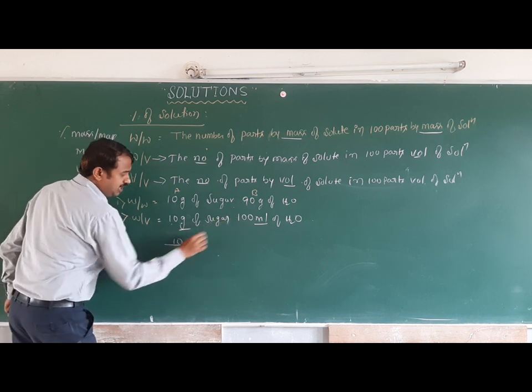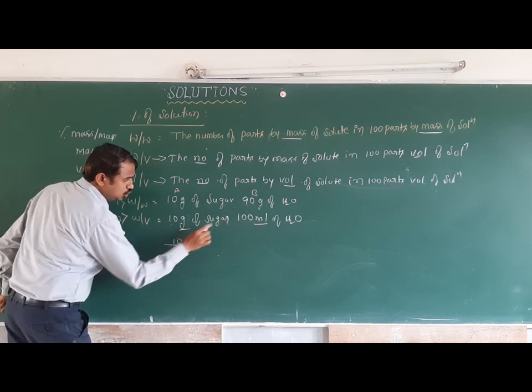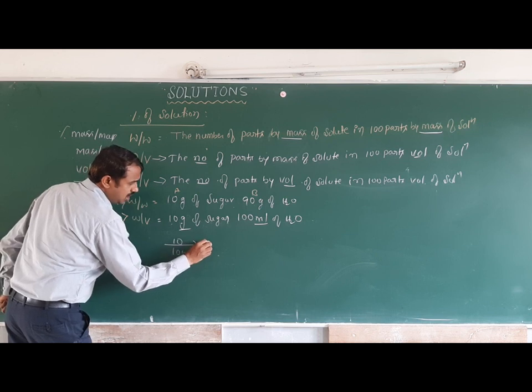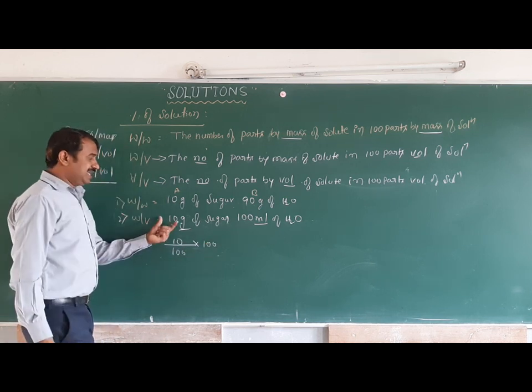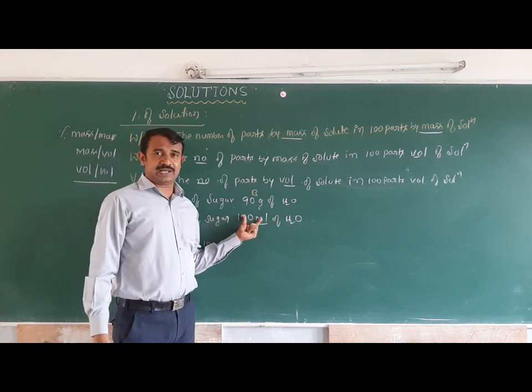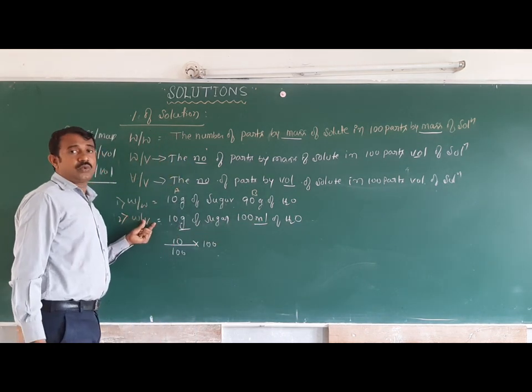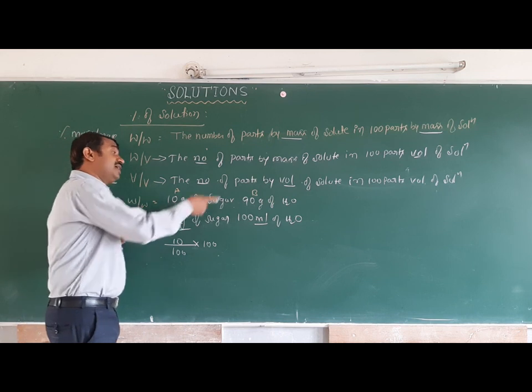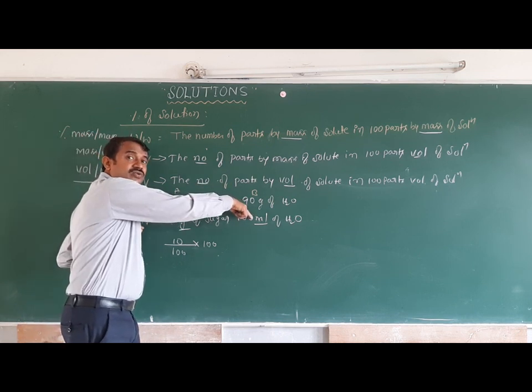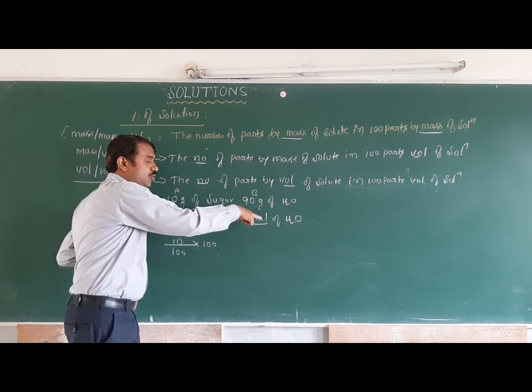we have to write 100 into here also, percentage also 100. 10 gram is present in 100 ml. This is the percentage of weight by volume. Means 10 gram already present in 100 ml. That is the weight by volume.